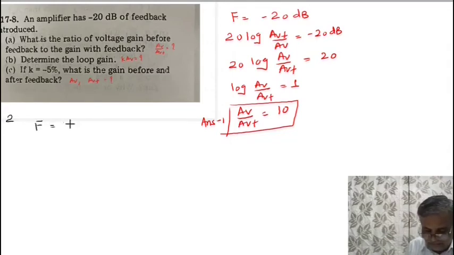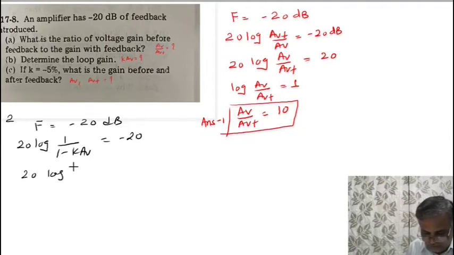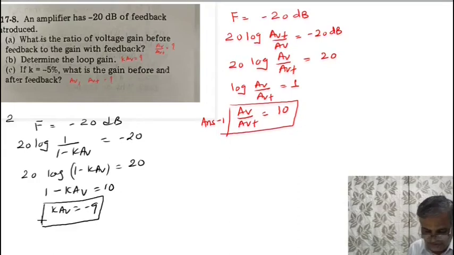F is nothing but minus 20 dB, or I can write 20 log 1 upon 1 minus KV is equal to minus 20, or I can write 20 log 1 minus KV is equal to 20. So now you can understand 1 minus KV is equal to 10, so KV is equal to minus 9. So this is the second answer: find the loop gain.